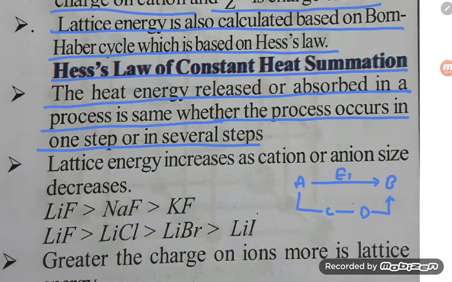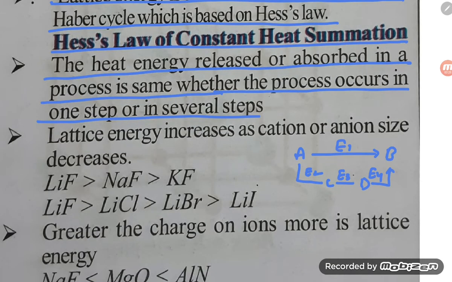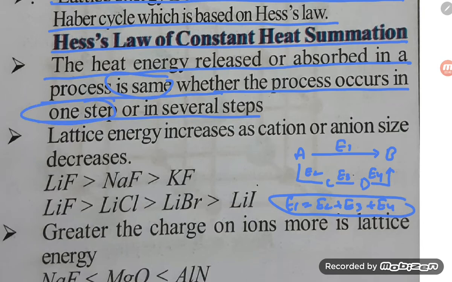Suppose here is E1, this process is E2, this is E3 and this is E4. Whether it is completed in one step or multiple steps, the energy is the same. So E1 is equal to E2 plus E3 plus E4. You read out: the heat energy released or absorbed in a process is the same whether the process occurs in one step directly or in several steps. So this is Hess law.